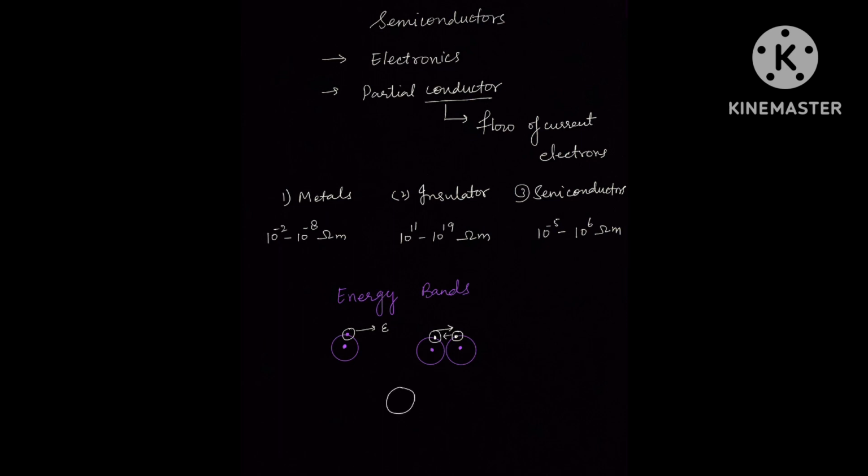Similarly, if there are more atoms, suppose these are the atoms and every atom has its valence electron. All these valence electrons will interact with all the other valence electrons present. So this time the energy is totally different from the above two situations. So let us see what happens for each of the three components: metals, insulators and semiconductors.